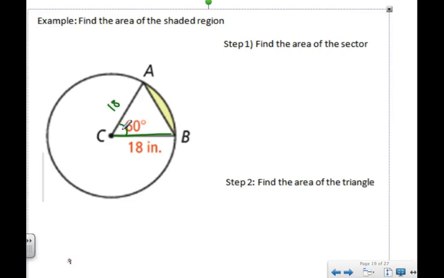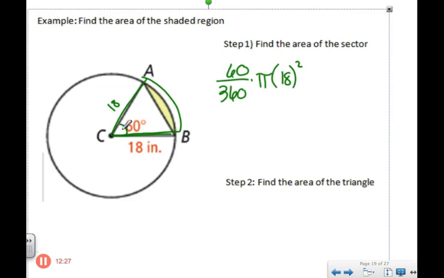But first off, I'm going to find the area of the sector. So I'm going to find the area of this whole thing right there. So 60 over 360 times pi, and your radius 18 squared. So do 60 over 360 times 18 squared. It's going to give you 54 pi. Okay, now comes the hard part, finding the area of the triangle.